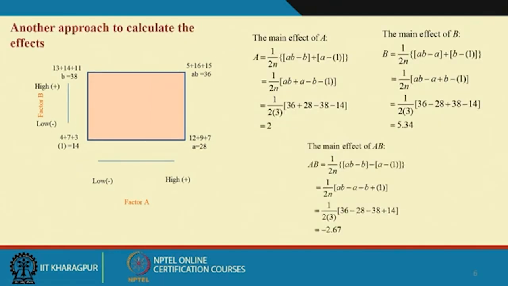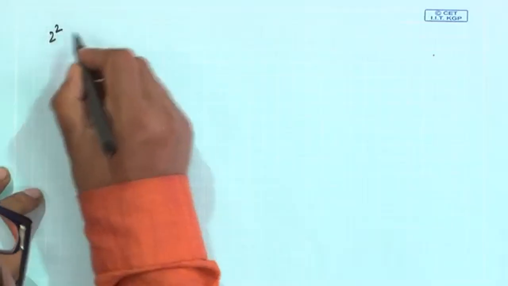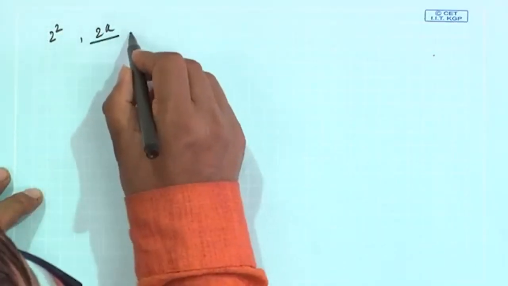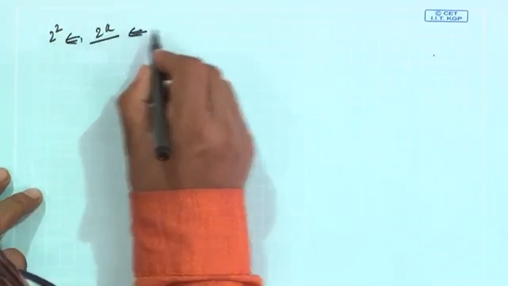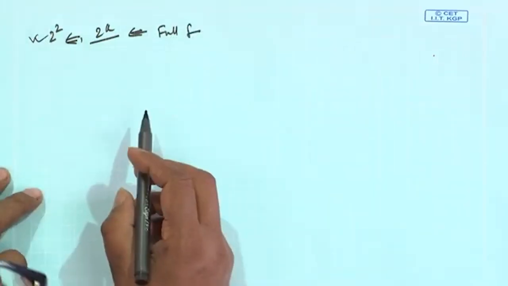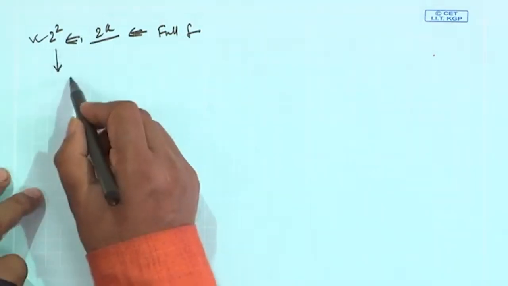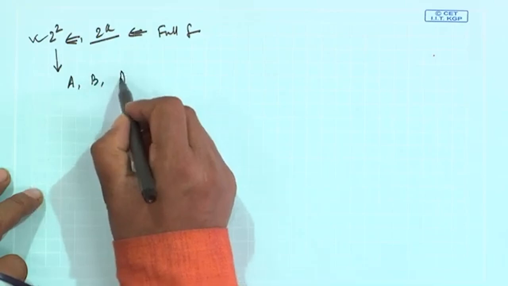Now, as I told you, from the contrast point of view, if you use the contrast, the same equation and the same formulation you will see. So, what we have discussed so far is that the 2 to the power 2 design is a special case of the 2 to the power k design, and the 2 to the power k design is a special case of the full factorial design. Then, with reference to 2 to the power 2, I have told you how to compute the effect parameters A, B and AB.